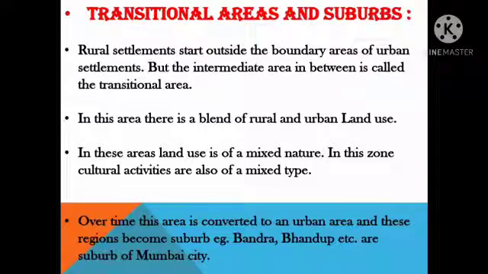Transitional areas and suburbs. Transitional areas means the areas which are not included in rural as well as urban. These are the middle type of area where the final village area is ending and the cities are starting. These areas have a mixed type of land use as well as mixed type of culture. Later on, these transitional areas tend to grow, develop and convert into suburbs. For example, Bandra, Bhandup, etc. are called the suburbs of Mumbai city.